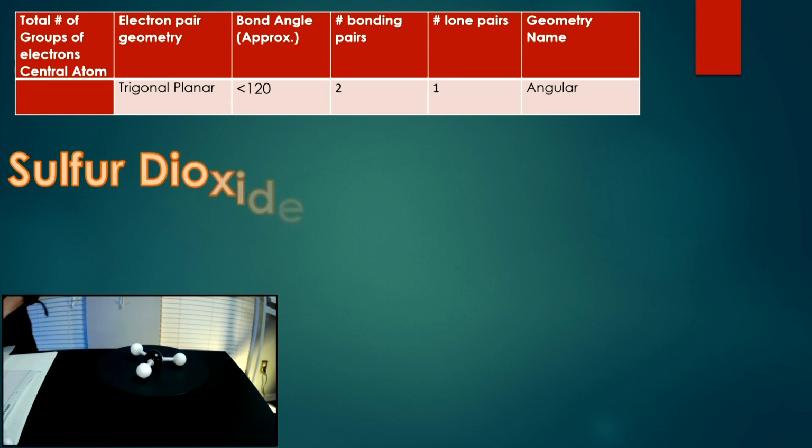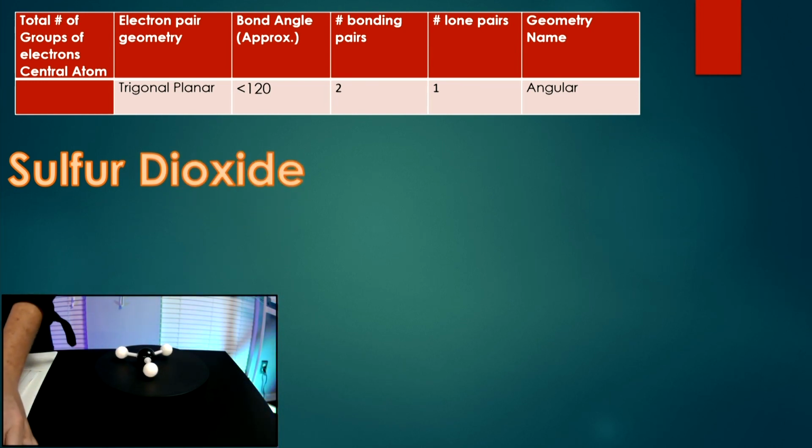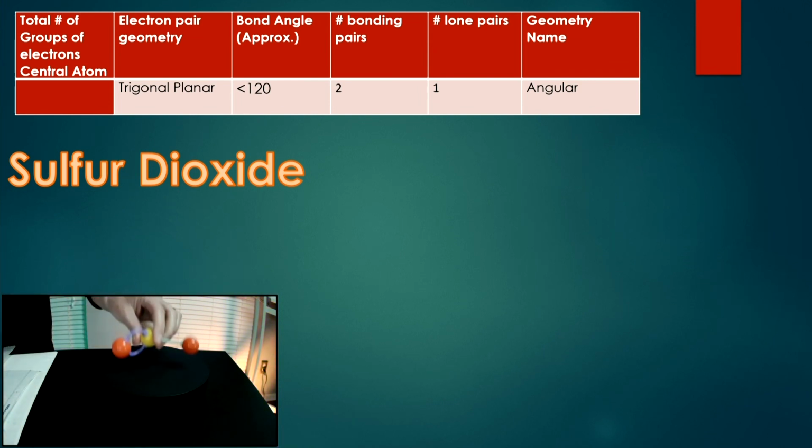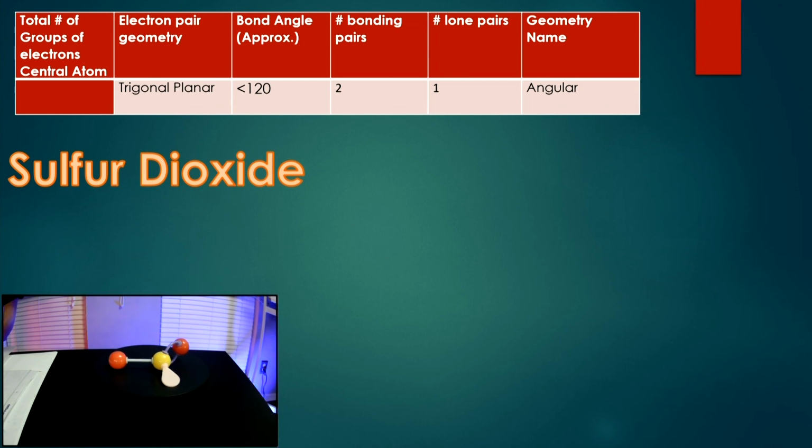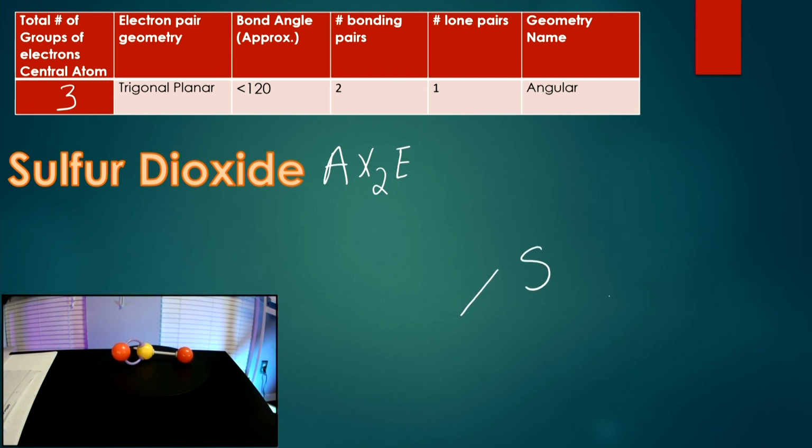Now we're going to look at sulfur dioxide. Sulfur dioxide, as you can see in the chart, has 2 bonded pairs and 1 lone pair for a total of 3. So it will be AX2, and to represent that 1 lone pair, we'll use the letter E. Sulfur is in the center. Our 2 oxygens are on the outside.